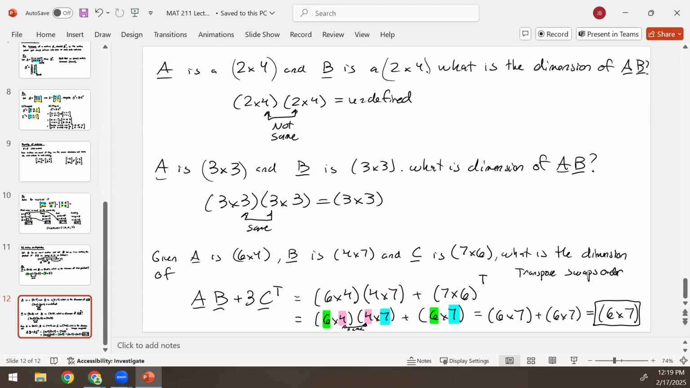And just make a note of this to yourself. Scalars do not affect dimension. So when you multiply a matrix by a scalar, it does not affect the dimension because all you're doing is making the numbers bigger or smaller. You're not creating any new numbers in rows or columns, right? So we're good there.